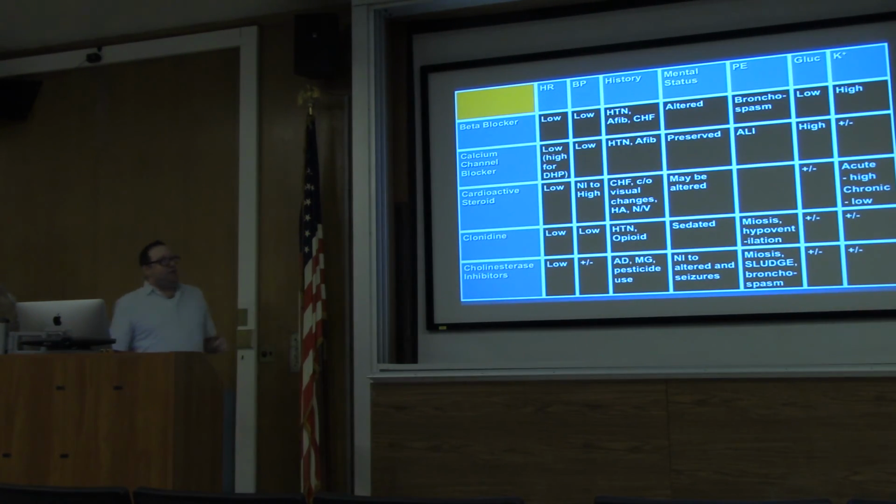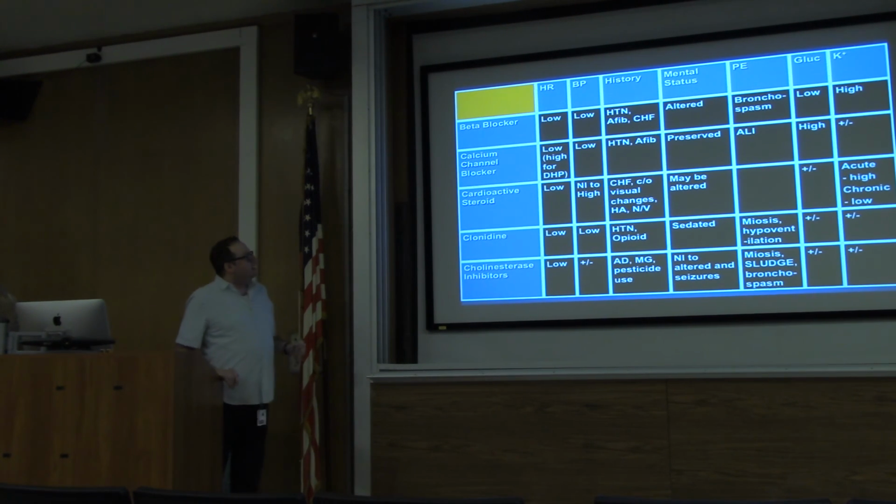So this is a table. I love to make these tables kind of looking at features that can distinguish between different things that cause the same clinical presentation. And in this case, the clinical presentation we're talking about is bradycardia. So heart rate, obviously, they all cause low heart rate. That's why we're talking about differential diagnosis of toxicologic bradycardia. But just keep in mind that dihydropyridines don't do that.